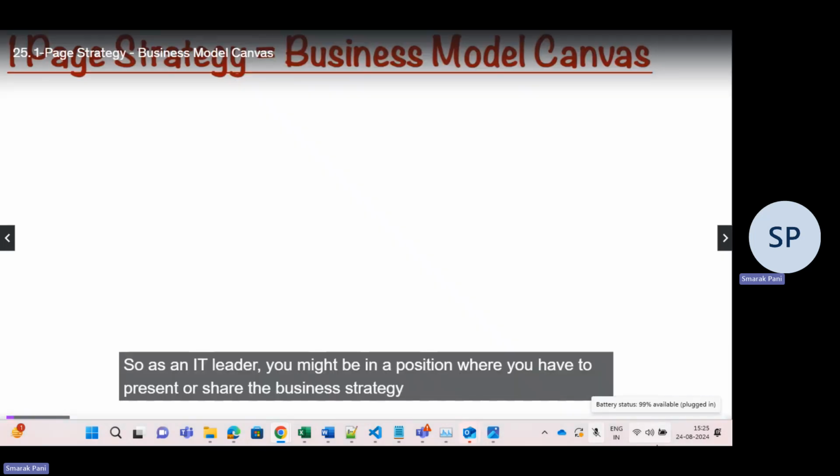So as an IT leader, you might be in a position where you have to present or share the business strategy with an audience. It could be a leadership team, it could be the CEO, it could be your board members. And being able to convey the strategy in a concise way is going to be extremely important. And I've always been an advocate: if you can communicate these kinds of things in a very simple, easy to understand way, then you're much more likely to get positive engagement and feedback.